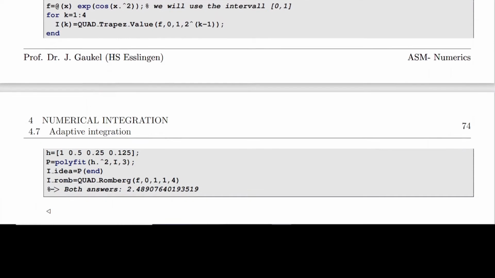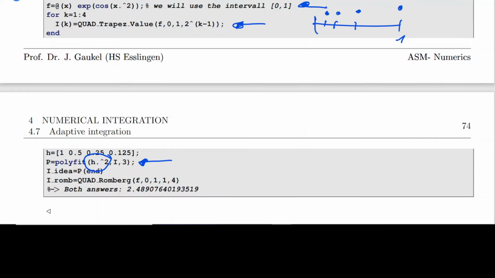Here you can see the code. I'm using some function, doesn't matter which one. Then I get 4 values in that example. So we have the value for 1, for a half, for a quarter, and for 1 divided by 8. And then here we have the polyfit command. It's impossible to tell the polyfit command: please use only even potencies.